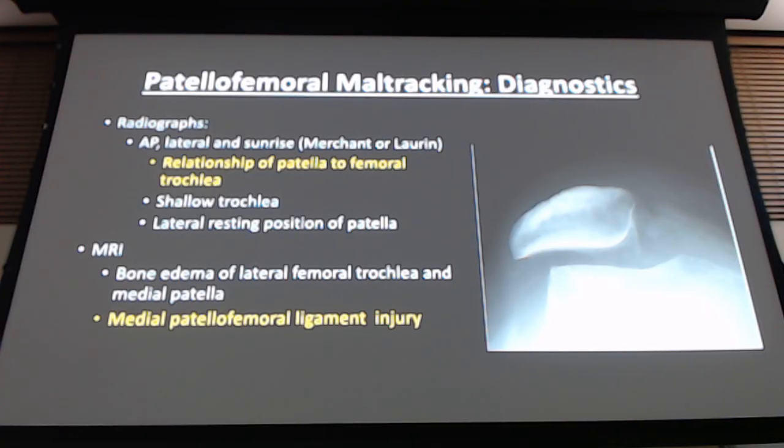You see the edema both on the lateral femoral trochlea and the medial patella. That's where that traumatic dislocation occurred, and those bony surfaces made contact. So those are called kissing lesions, right? One area hit the other and caused trauma to that bony surface. Okay, so you'll see that on MRI.